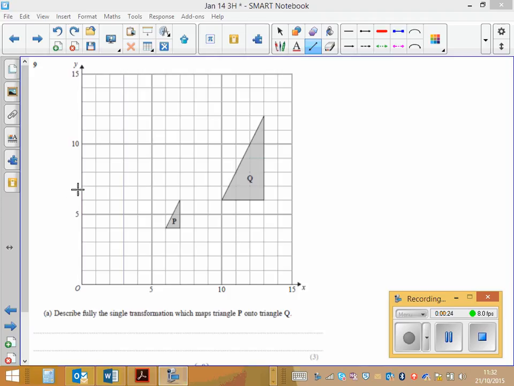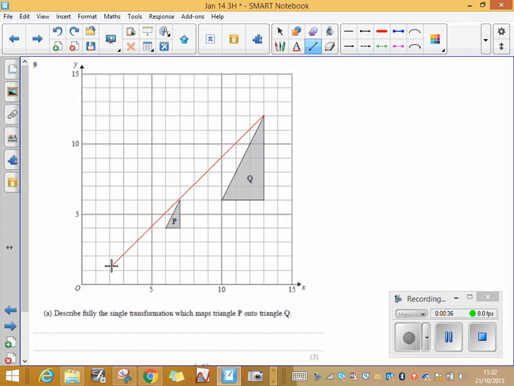Well, I'm going to start by finding the centre of the enlargement. Now to find that, I look at my 2 shapes and I take corresponding corners and I join those corresponding corners with a straight line. So I'm going to take this top corner here and this top corner of shape P, and I'm going to draw a straight line through those 2 corners, and then I'm going to do the same with this bottom right hand corner for the 2 shapes, which is like that.